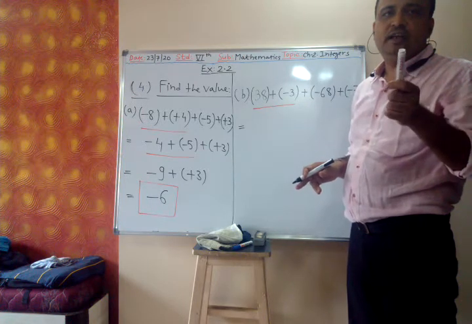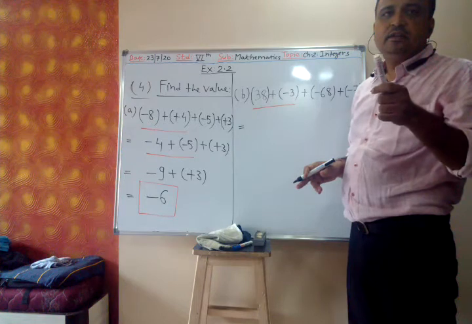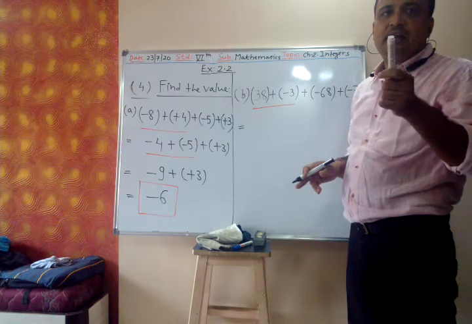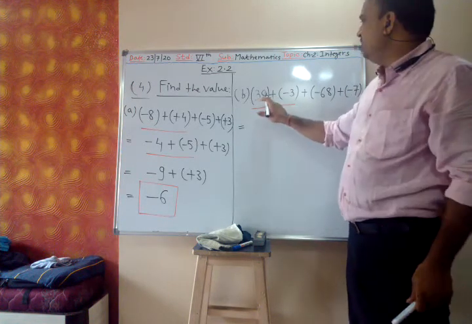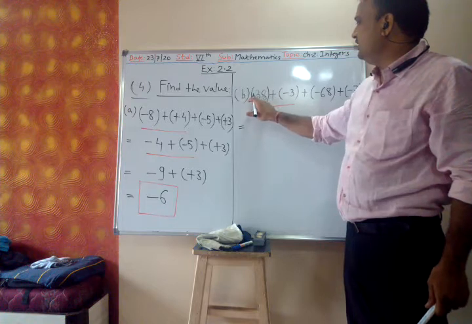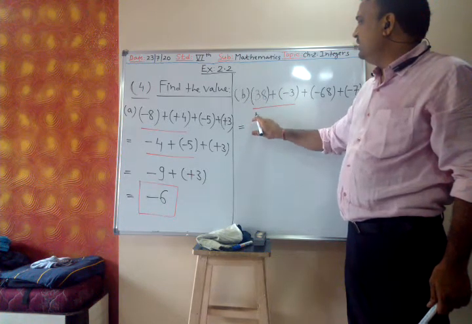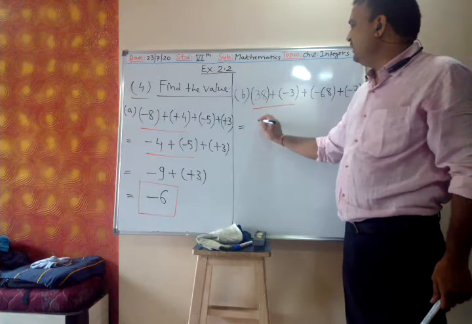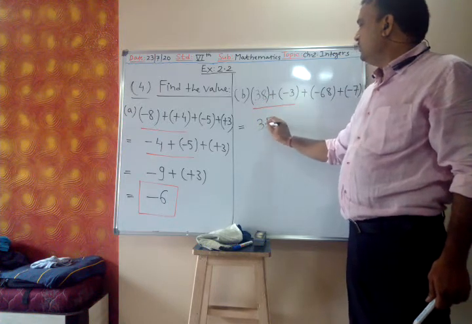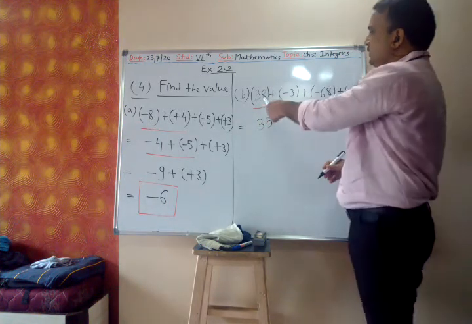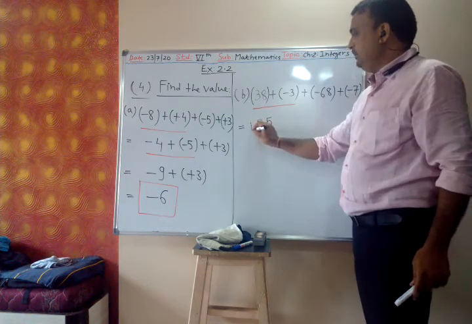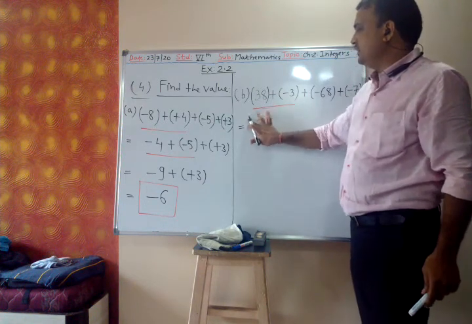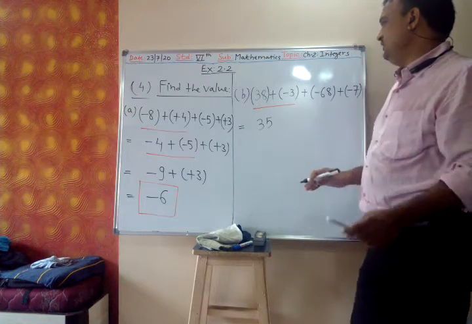Whenever they have opposite sign, you have to subtract smaller number from bigger number and take the sign of bigger number. Bigger number is 38. What is sign of that? Plus. So we write plus. 38 minus 3 is 35. We don't write the plus in the beginning. It is directly 35.